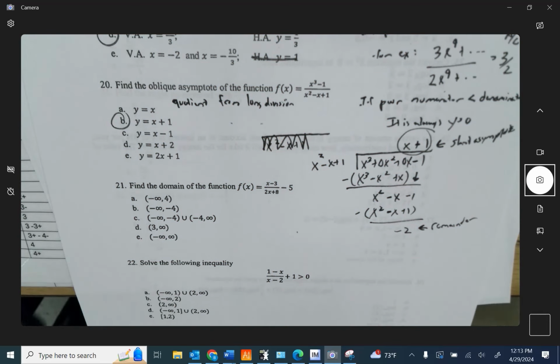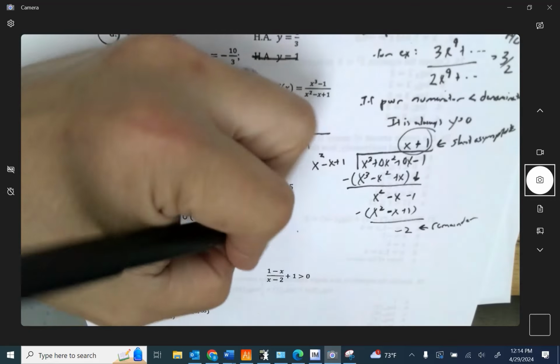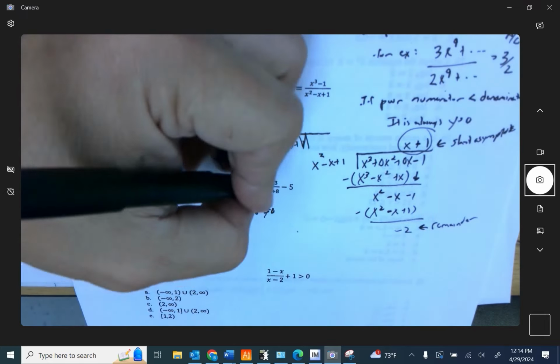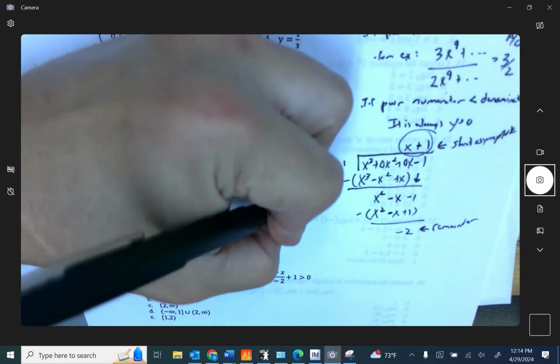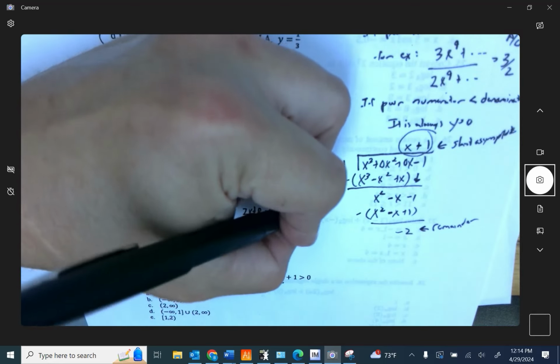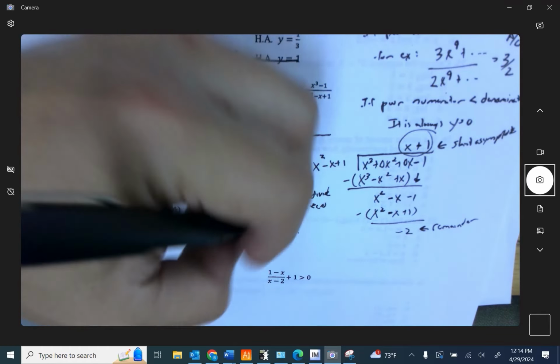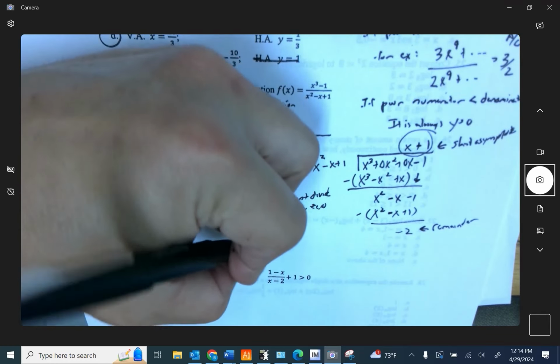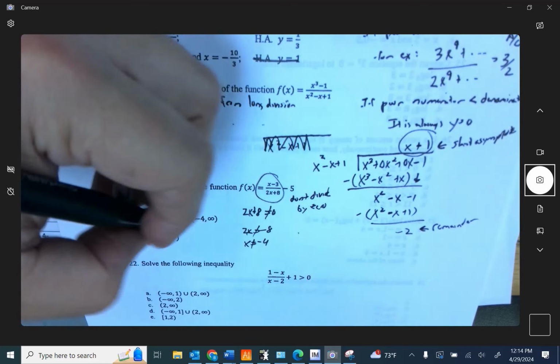Find the domain of this function. It's probably got more than one piece. I can glance at it real quick and I can tell you that 2x plus 8 cannot be 0. And actually, that's the only issue. We don't divide by 0. Ever. So 2x cannot be -8 and x cannot be -4.